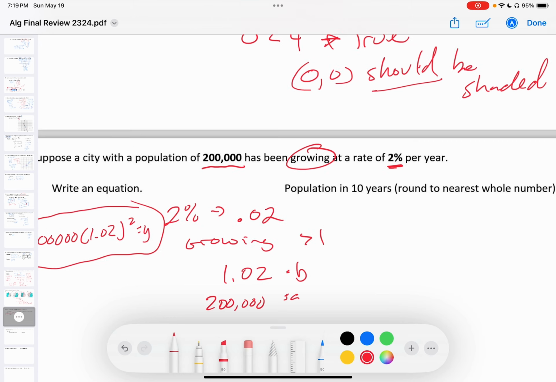If we want to find the population in 10 years, we're going to use that equation, 200,000 times 1.02. But instead of to the, or sorry, this should have been an x over here. I messed that up.